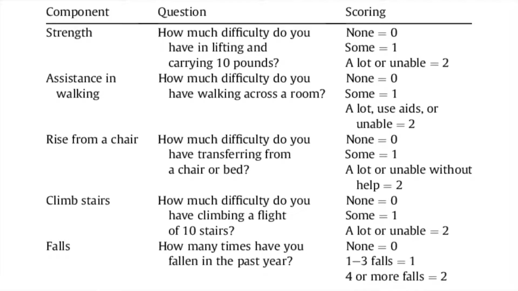Component 1. Strength. How much difficulty do you have in lifting and carrying 10 pounds? Component 2. Assistance in walking. How much difficulty do you have walking across a room? Component 3. Rise from a chair. How much difficulty do you have transferring from a bed to chair? Component 4. Climb stairs. How much difficulty do you have climbing a flight of 10 stairs? Component 5. Falls. How many times have you fallen in the past year?